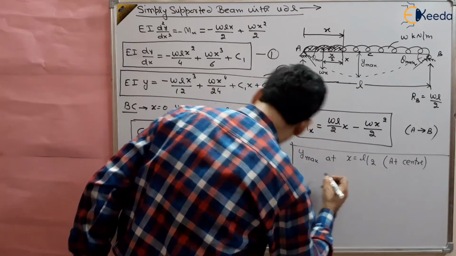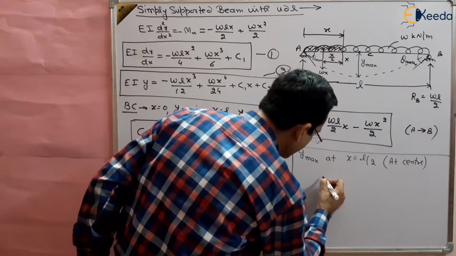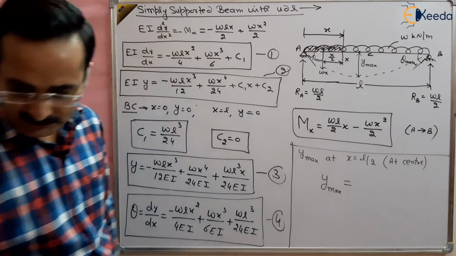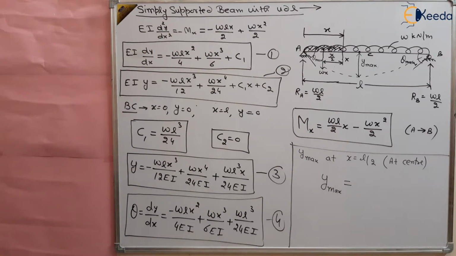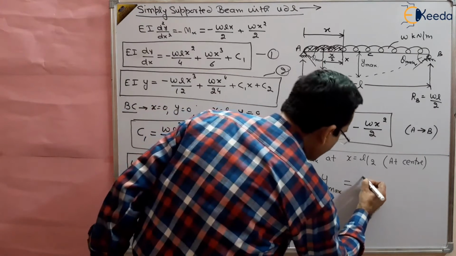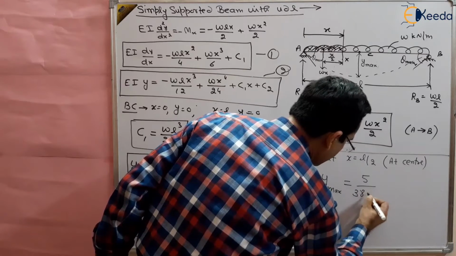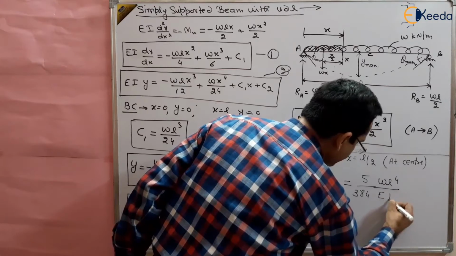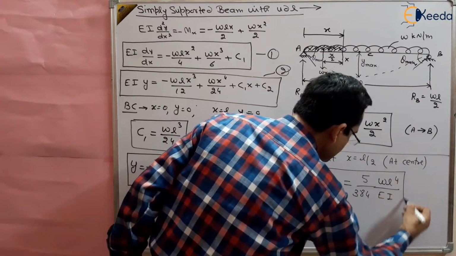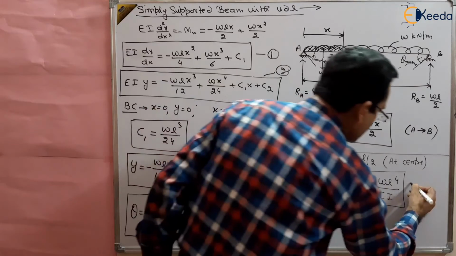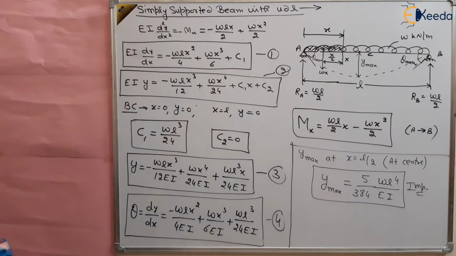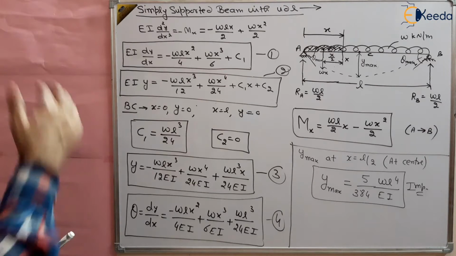So put in equation number 3 and you will get y max, and I am writing the final equation of y max. What is the value of y max? You will get y max as 5 by 384 W L to the power 4 divided by E I. This is obtained from equation number 3, and this is very important.